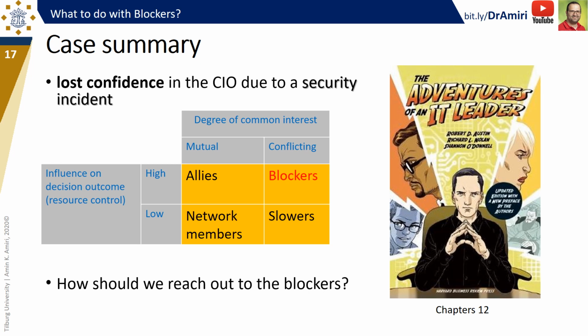It is highly probable that he sees more blockers in the future, or he sees the current blockers are going to be stronger. Blockers are those managers who can influence the IT decision outcomes as they control the resources, but they have conflicting interest with the CIO. They can affect his next value adding initiatives. The question is how the CIO should reach out to these blockers.